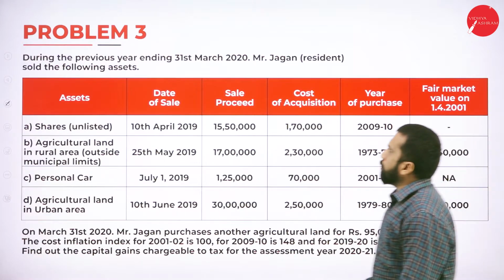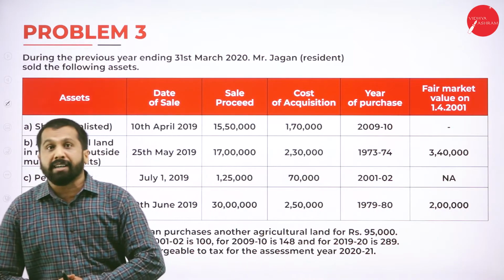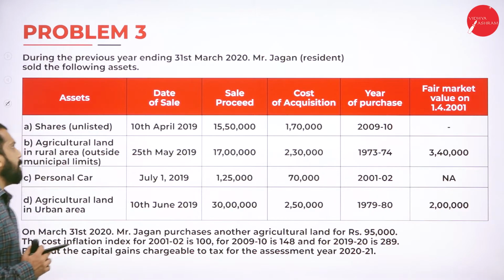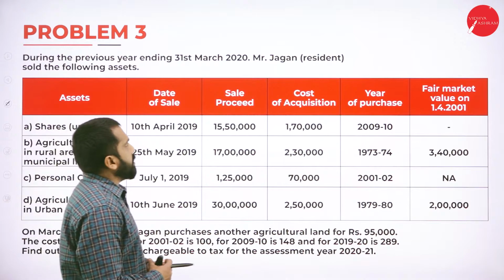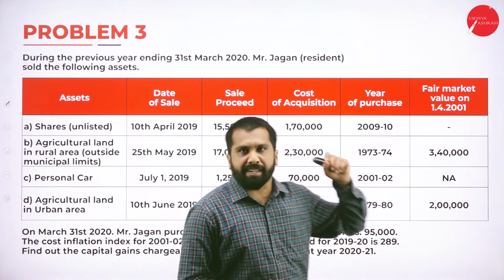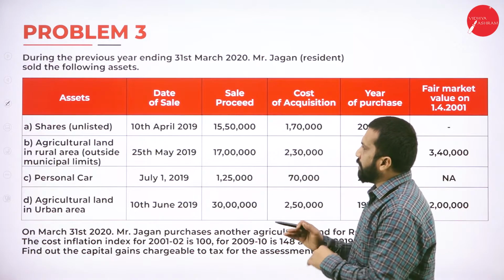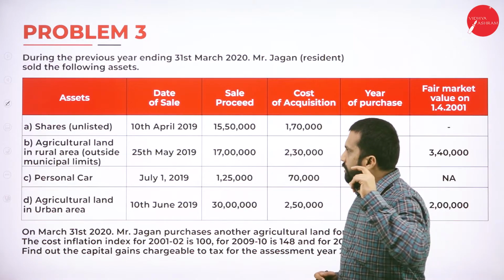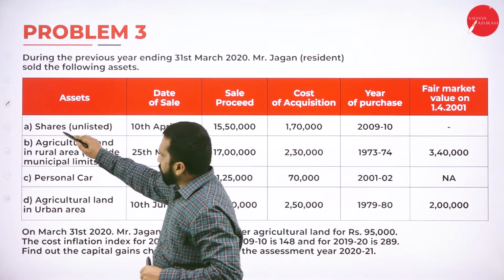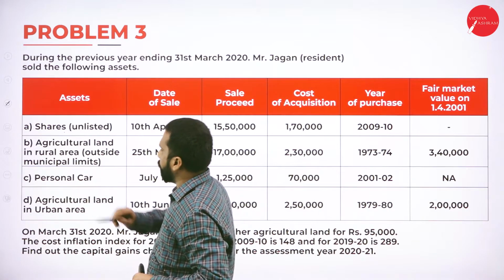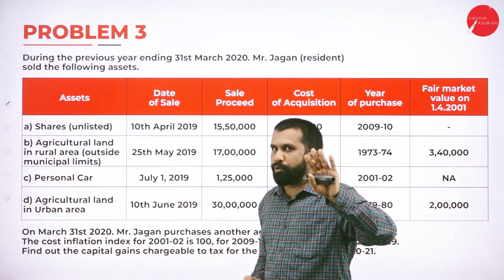So we'll go for problem number 3, the last problem of this session. During the previous year ending 31st March 2020, Mr. Jagan, a resident, sold the following assets. This information is clearly given in the boxes. There is a first, second, third, fourth. In total we have 4 things.